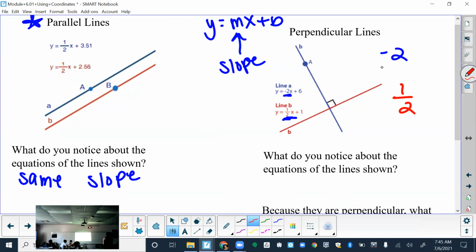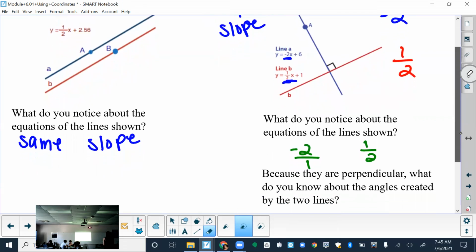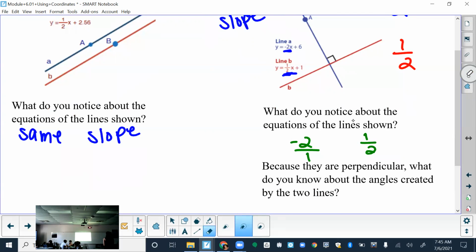If I were to take that -2 and flip it, make it 1/2, right? Because every time there's a whole number, it's always over 1. If I flip it and then make it negative, so like a double negative would make it a positive, that's why it's a positive 1/2. That's how I get the line that's perpendicular to this one. All right, if that was confusing, I'll just kind of sum it up right here. It's what's called a negative reciprocal.